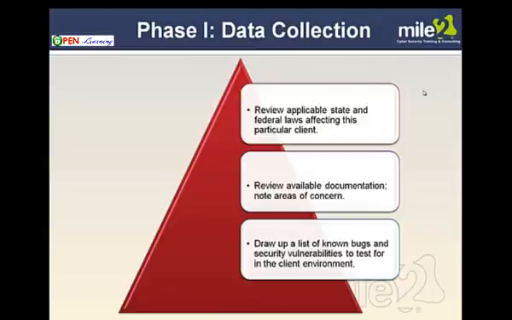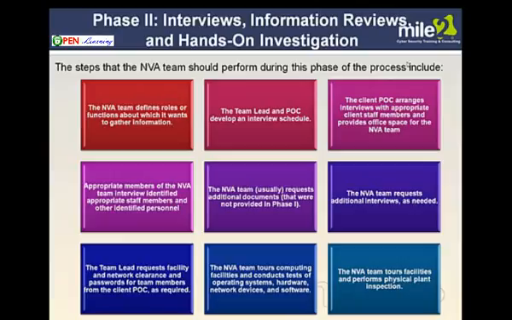And we're going to continue with this and look at some of the subtasks and the phases. Phase 1, data collection. We cannot forget the laws. We do have to look at applicable laws, state as well as federal, affecting the client. We review available documentation. We draw up a list of known bugs, many times software bugs and security vulnerabilities, to test on the systems. Based on what they have, they've got Windows 7 Service Pack 1, then we could look for known bugs for Windows 7 Service Pack 1.